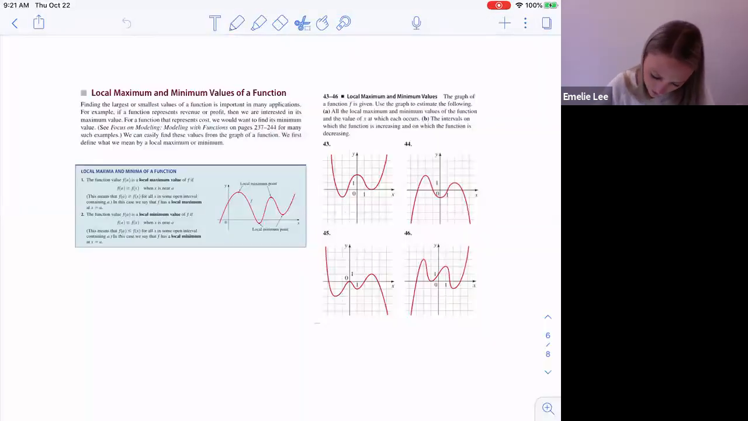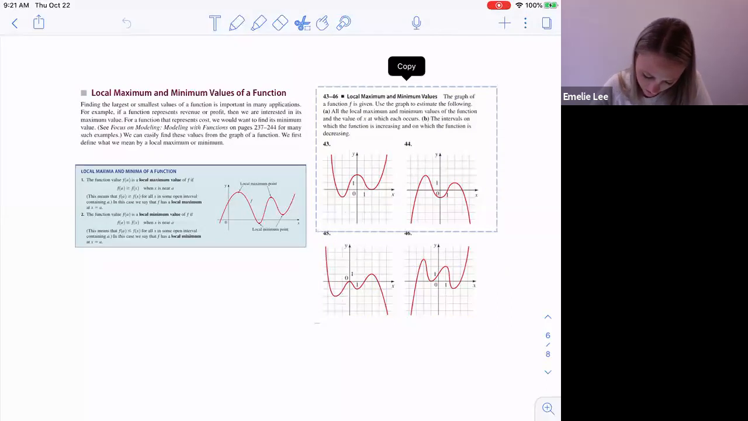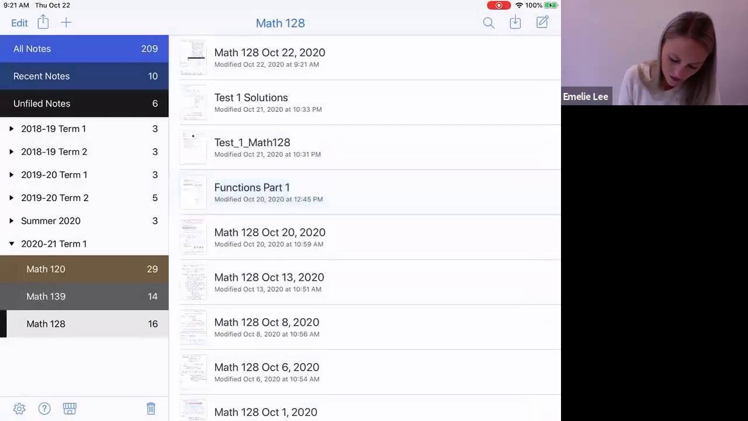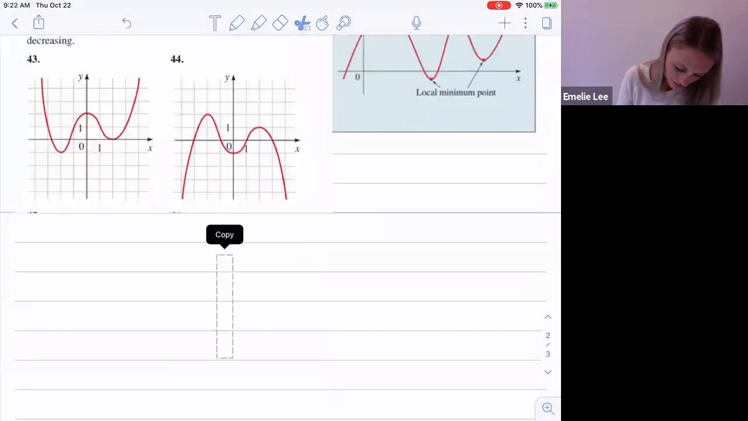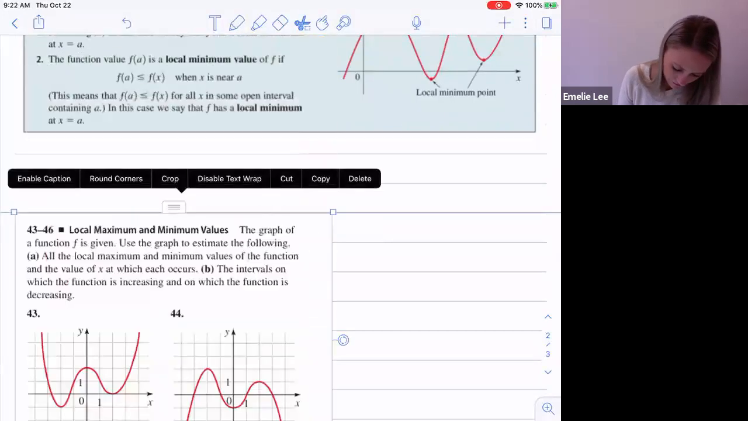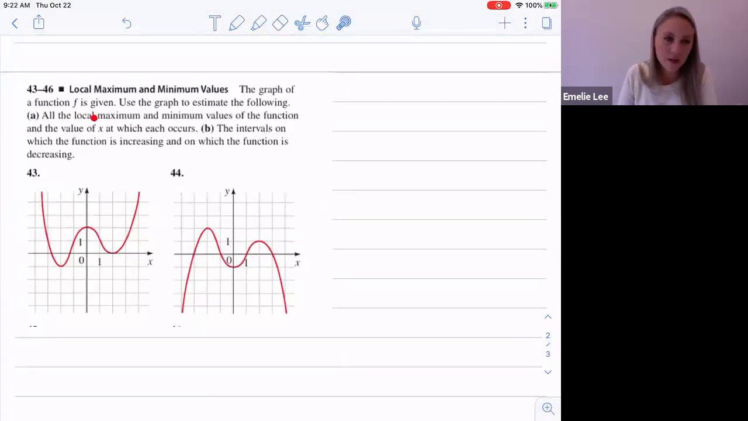Let's have a look at some of these. Maybe I'll just copy 2 of them, save some space, because I'm only going to use probably 1 of them. There we go. So the graph of a function f is given. So here we have this graph.